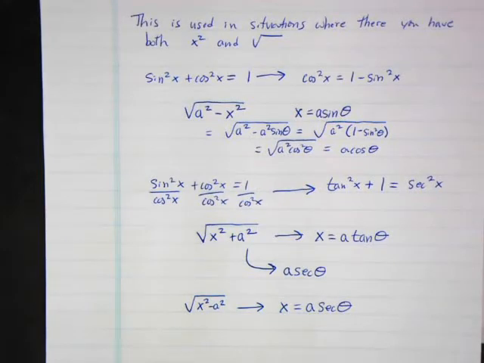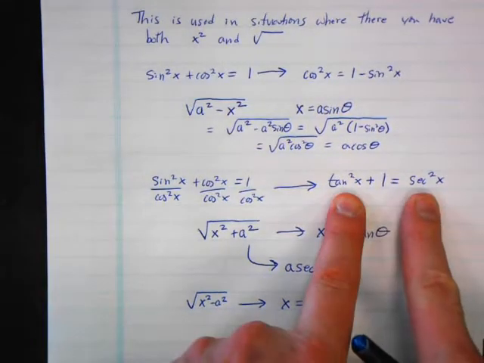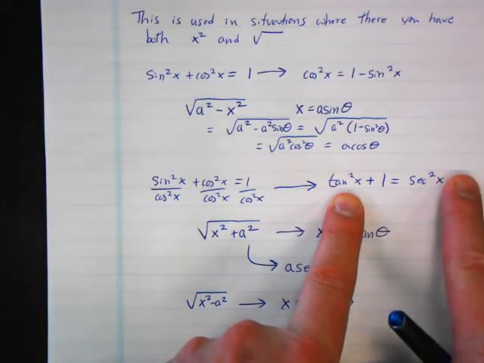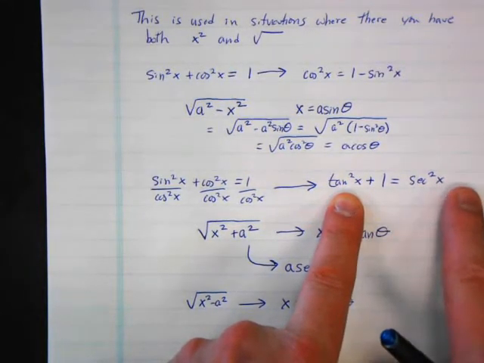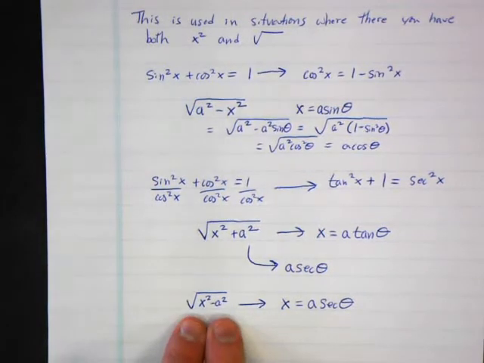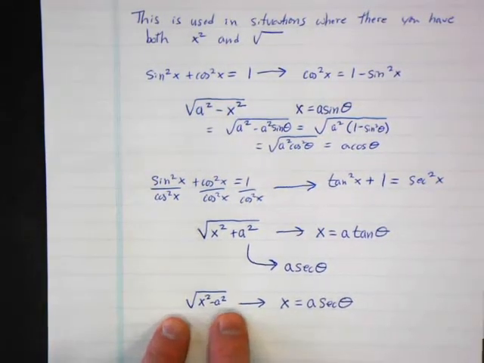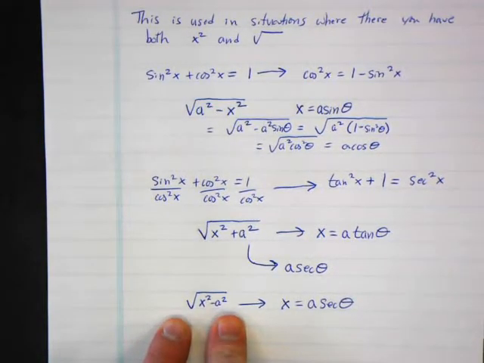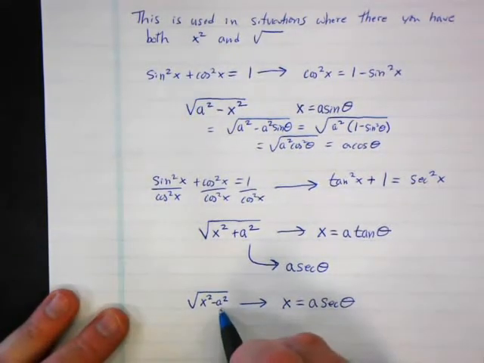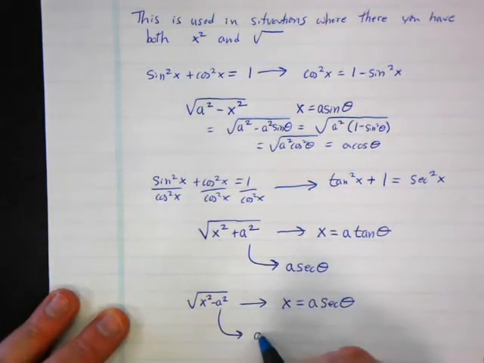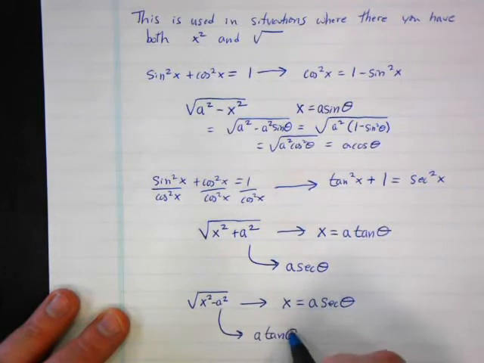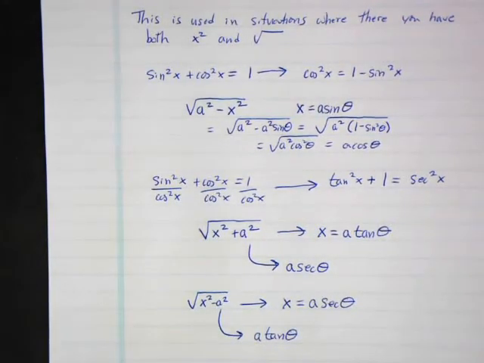Why in the world would I use a secant theta? Tan squared theta would be secant squared theta minus 1. If I move the minus 1 over, that's exactly right. I get secant squared minus 1. So when I plug in, I'm going to end up with a secant squared minus 1. That will become tangent squared. So when you do your substitution, this will become a tangent theta. We get rid of all of the square roots.